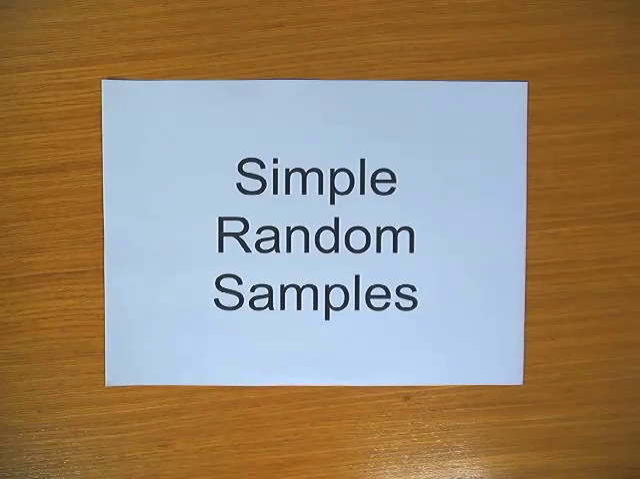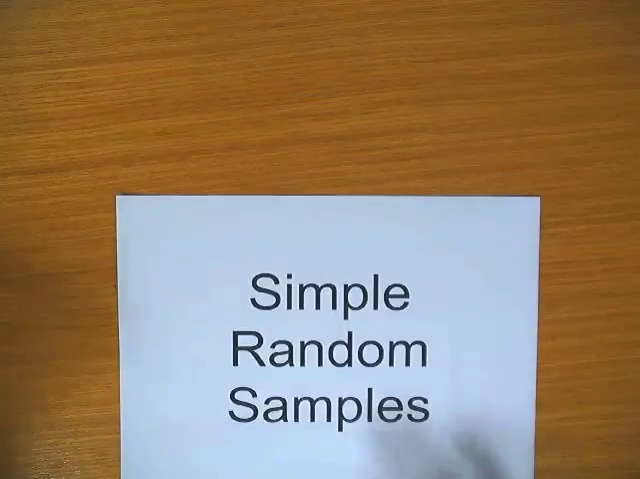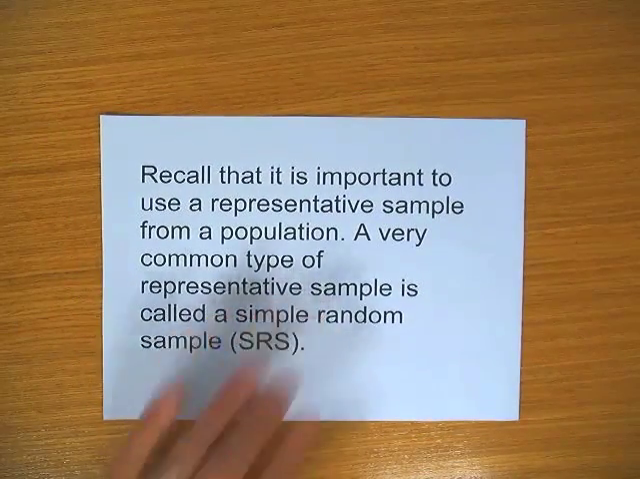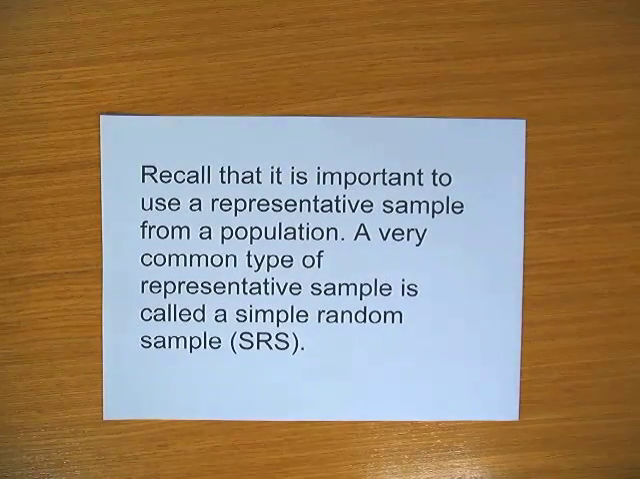Hi, this tutorial covers simple random samples. Recall that it is important to use a representative sample when taking a sample from a population. A common type of representative sample is called a simple random sample. It's often abbreviated just as SRS.